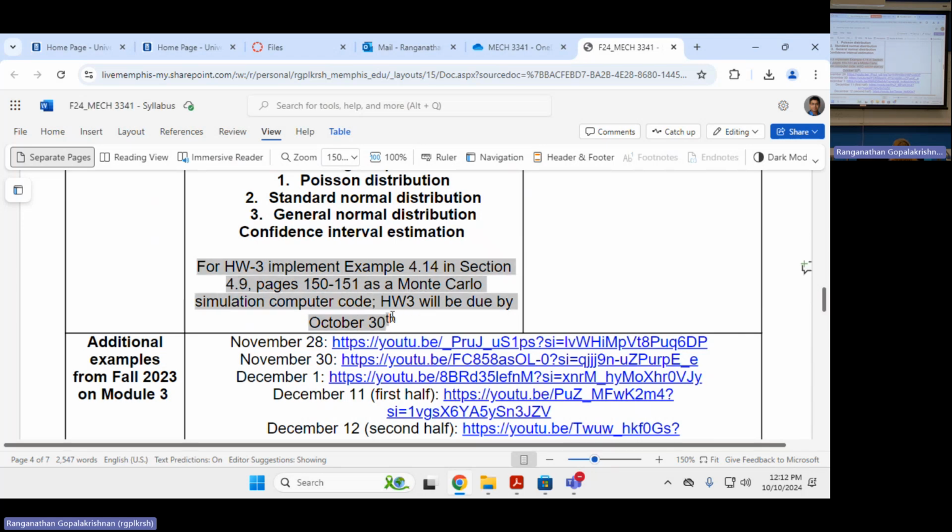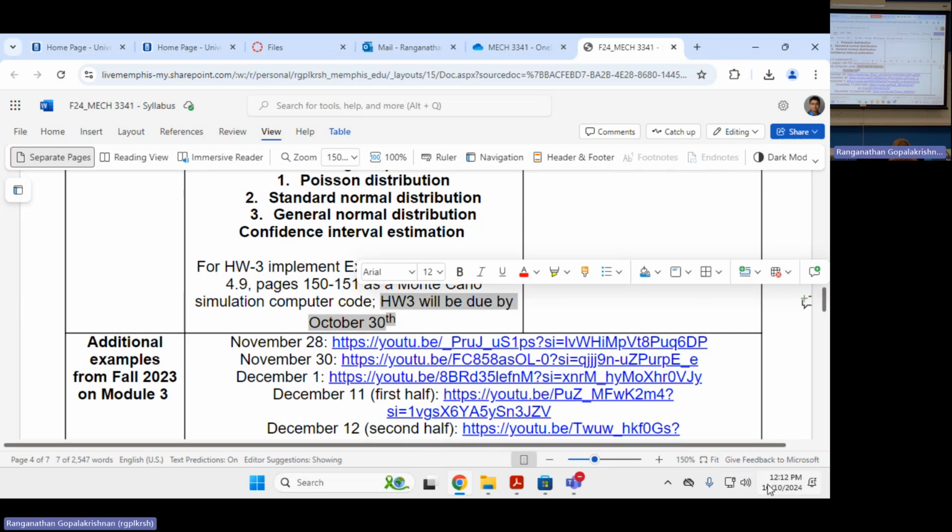You already know enough information to solve the problem, and it's going to be due by October 30th. So that's 20 days for you to do it. I think you'll all be able to do that.